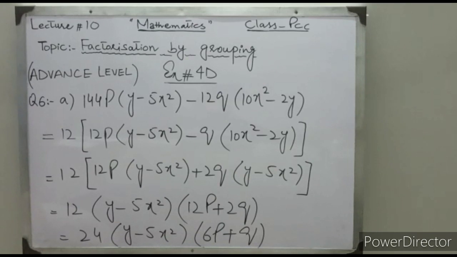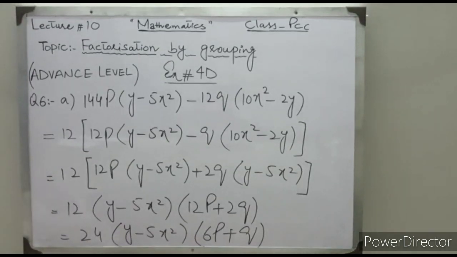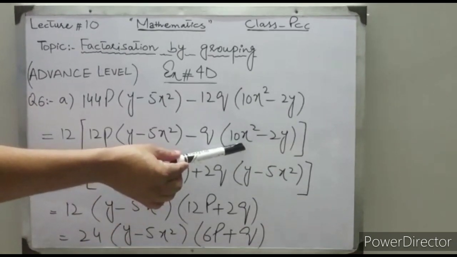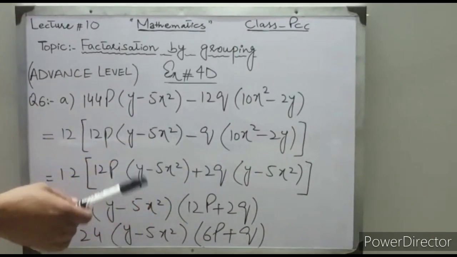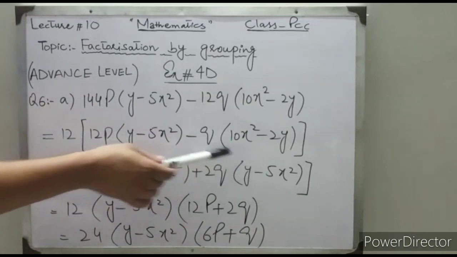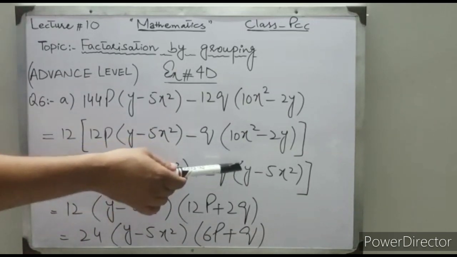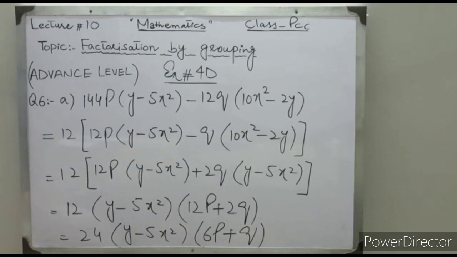144p into y minus 5x square minus 12q into 10x square minus 2y. Students, you can see in this expression we have 12 as a whole common, so remaining we have 12p into y minus 5x square minus q into 10x square minus 2y. Now we have 2 common, but we will take minus 2 common because in such a way these two factors will be same. By taking 2 common, we have y minus 5x square.